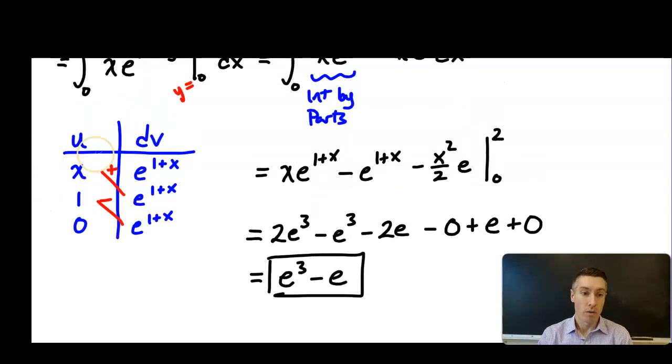Hey, remember selecting u and dv, I should have mentioned it earlier. That's that acronym LIPET that we use to decide which term we should make our u. So in this case, that polynomial-like term of x comes before the exponential term. So x was our u term, e to the 1 plus x was our exponential term. Right? And that will change from problem to problem. Especially look out for logarithmic terms. There will be double integrals with logarithms in them, and that will sometimes require integration by parts there.